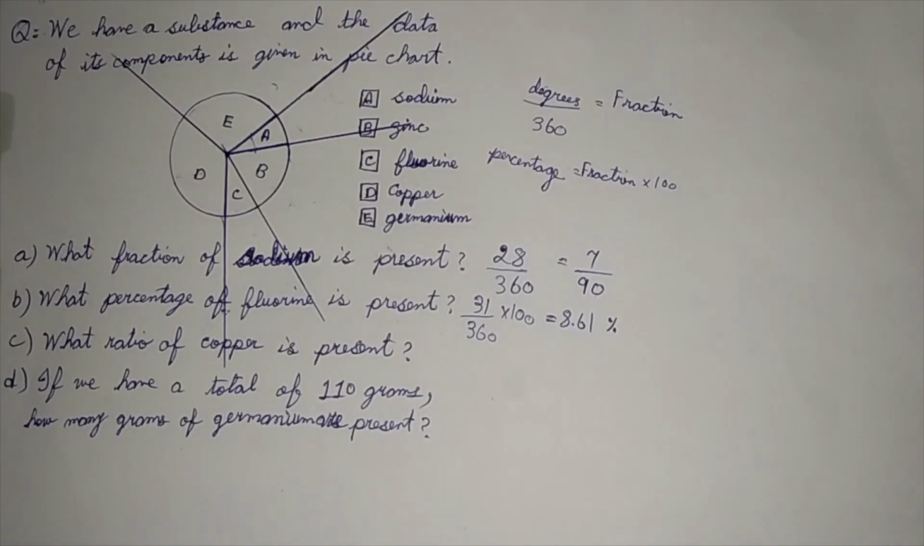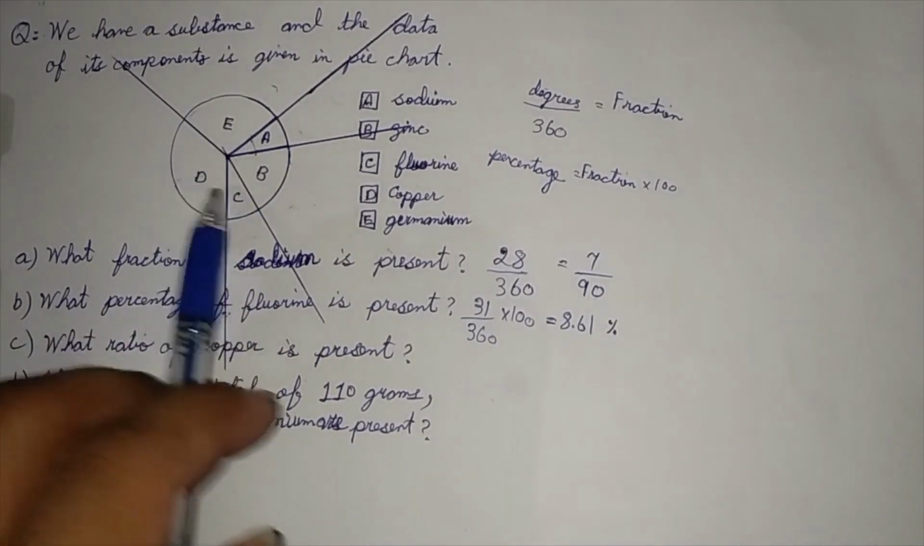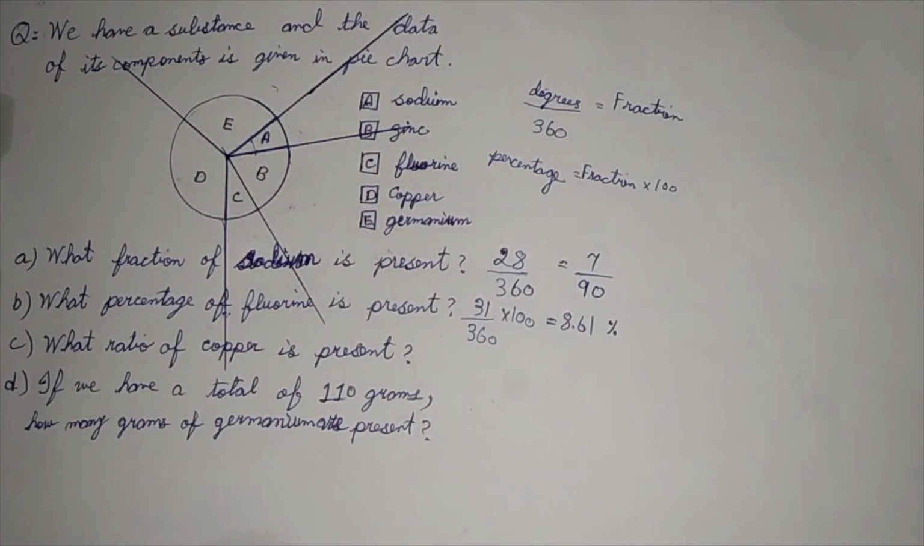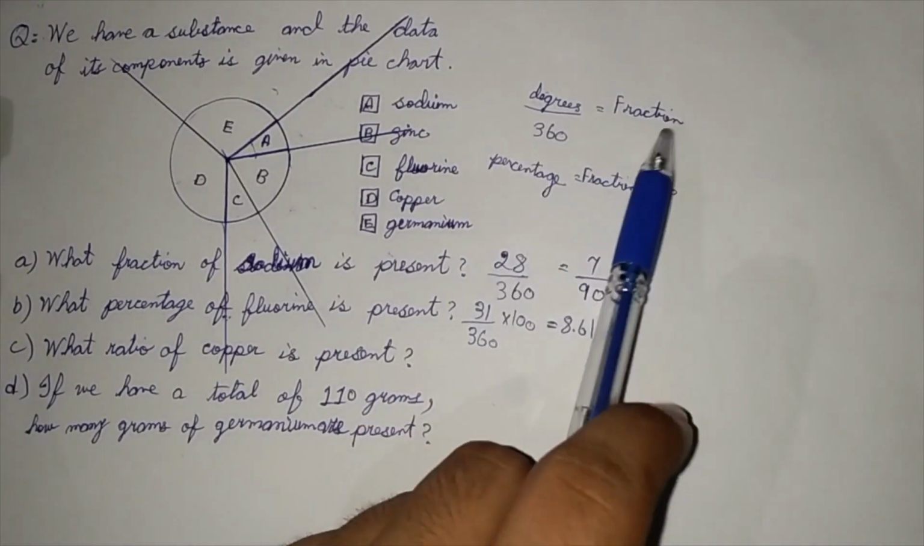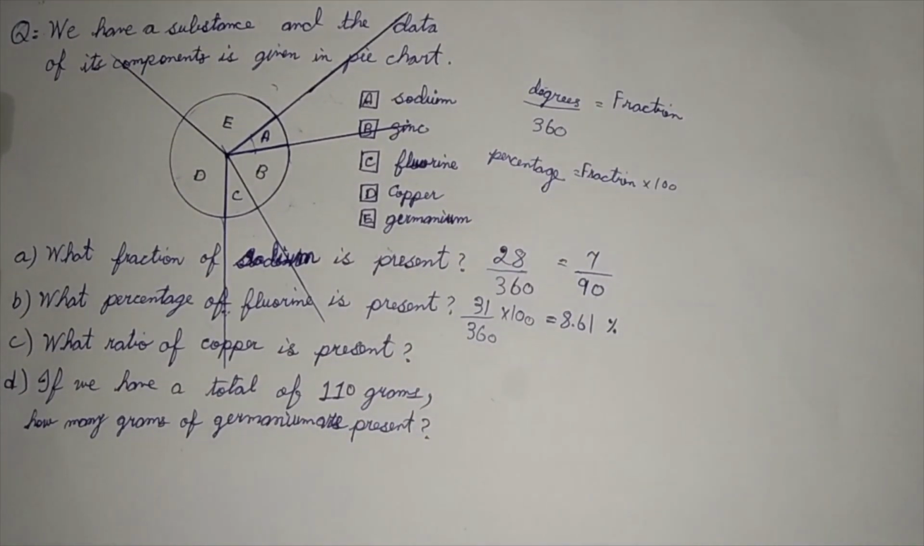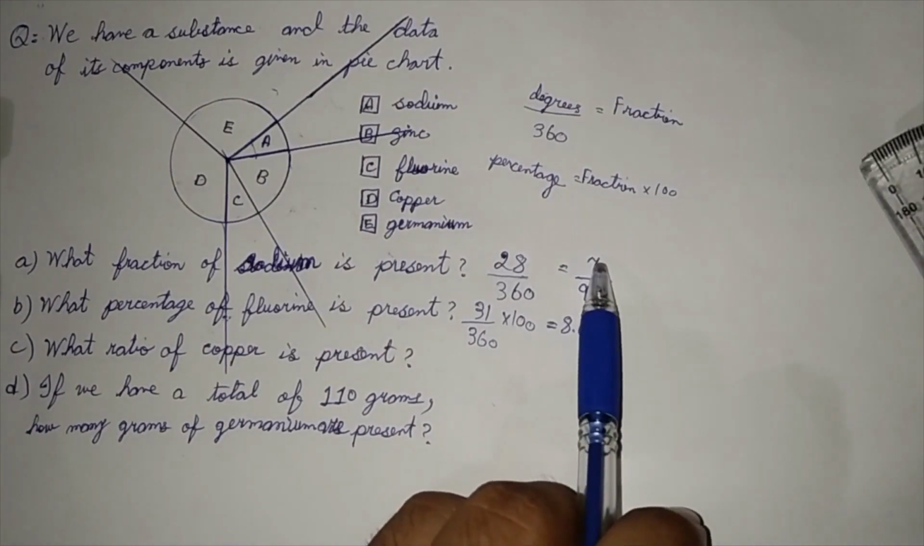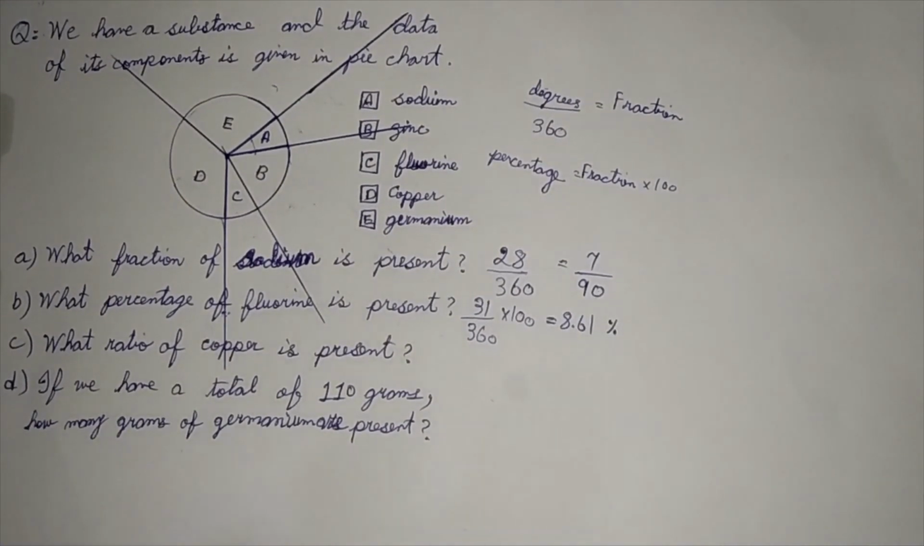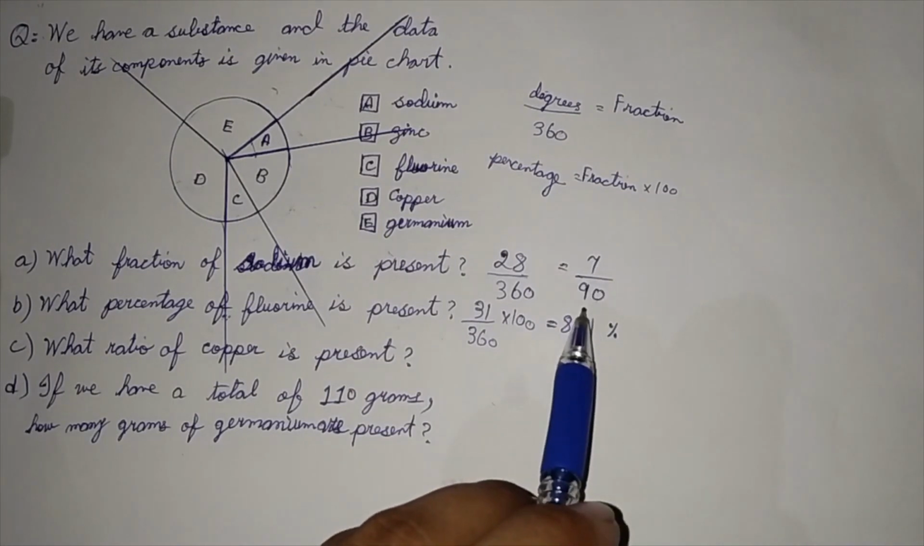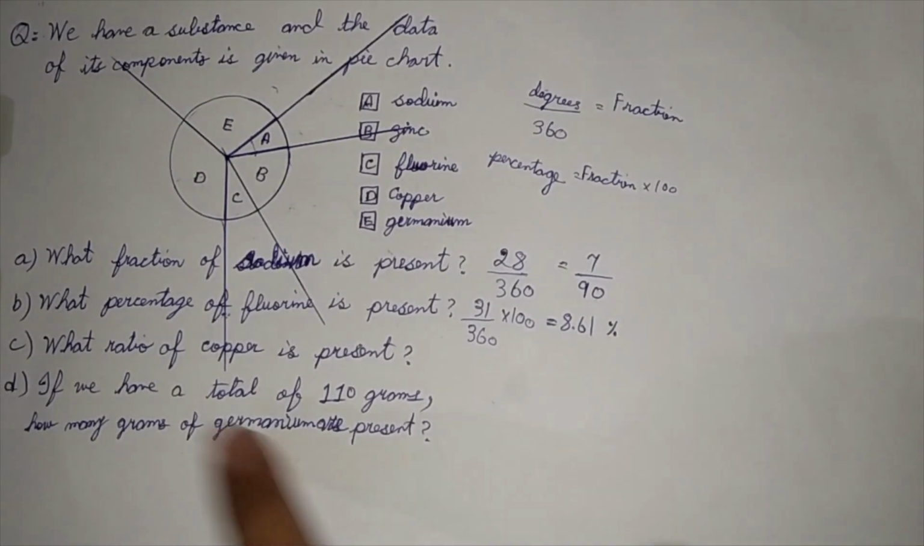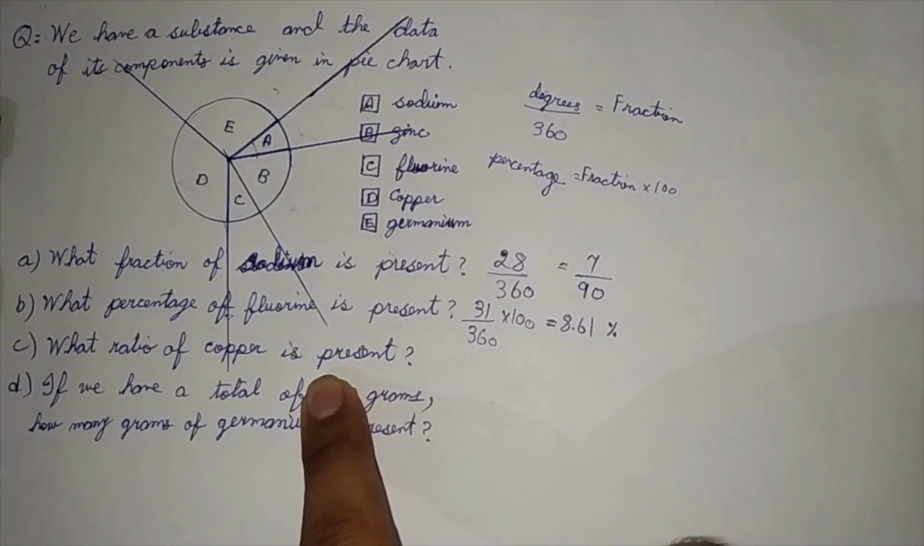And ratio means we have to write it in decimal form. The procedure will be the same, but what will we do? First of all, we will find the degrees of copper and we will divide the degrees by 360. We will get our fraction, and we will divide the numerator by the denominator, just like we have done in our division work. It means that here 70 is going to divide by 90. So let's find the ratio in this case.